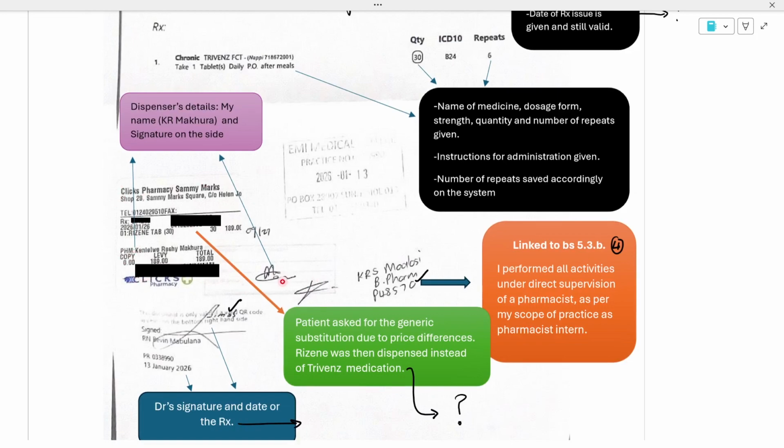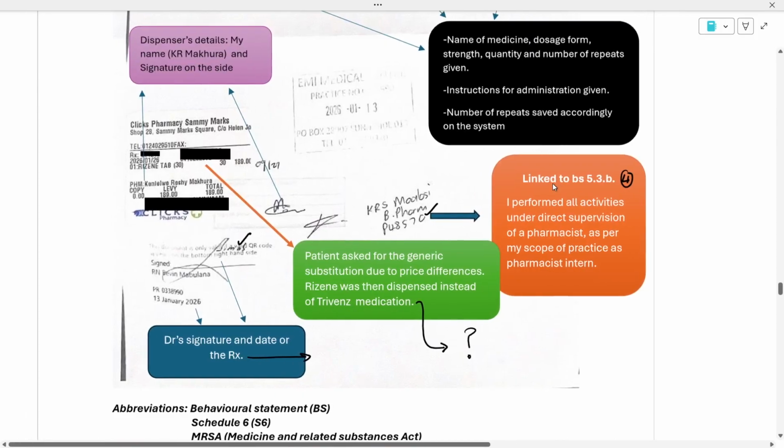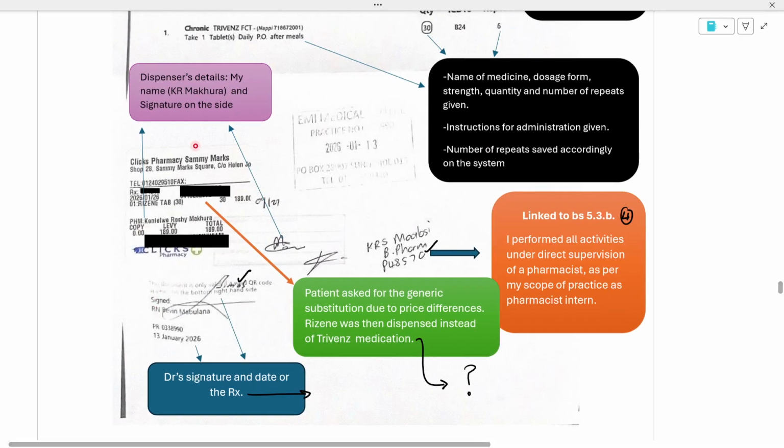And then here you also include that these are my details. So where are your details? I performed all the activities of the supervision. Where are your details? The dispenser's details, my name, and signature on the side. Okay, so this is fine. I got this corrected there.